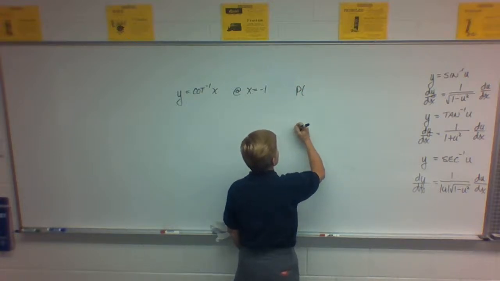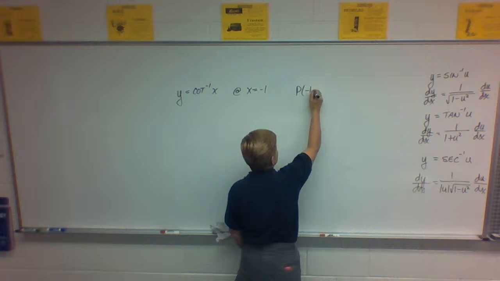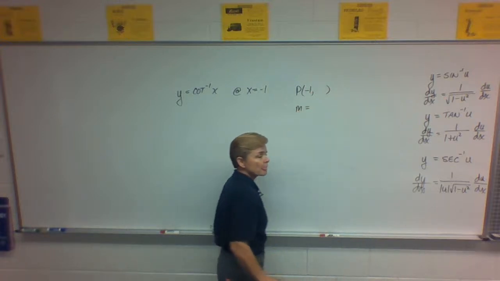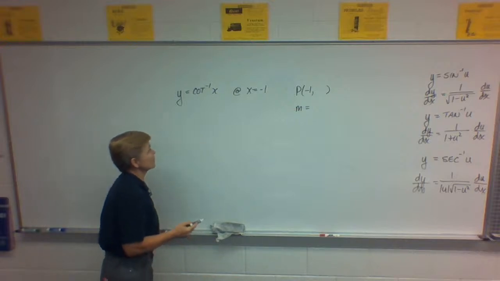Or we have a point or half a point. We have half a point. That's it. We've got to find the y value, and we've got to find the slope, which means derivative. We need to find the y value, I think. We should find the y value first.